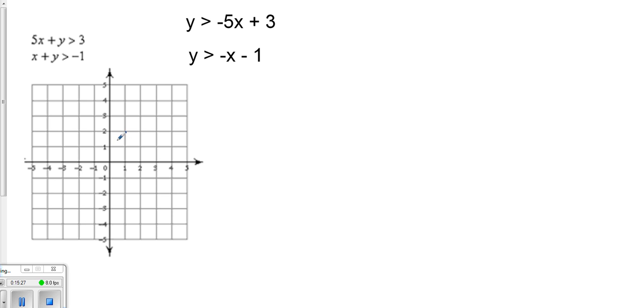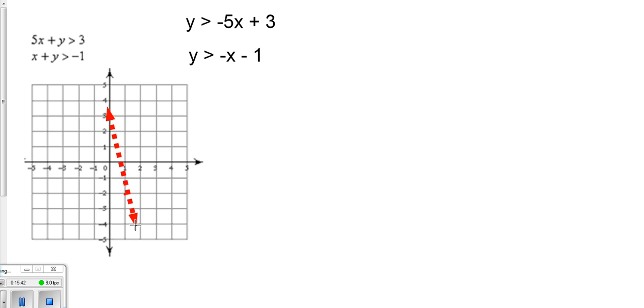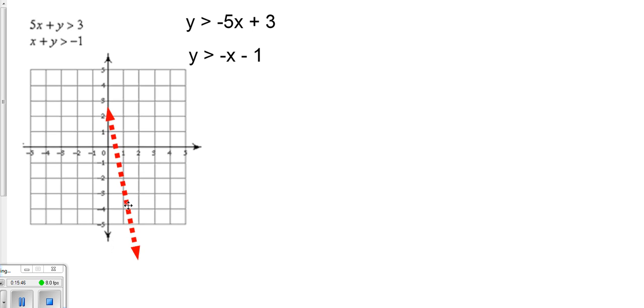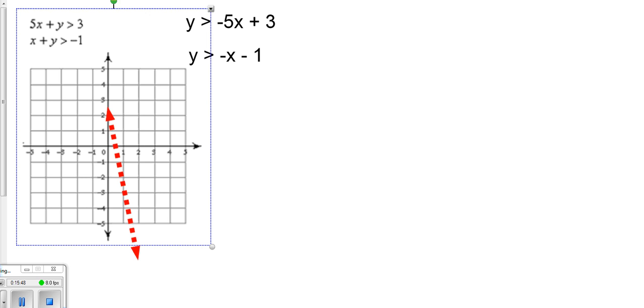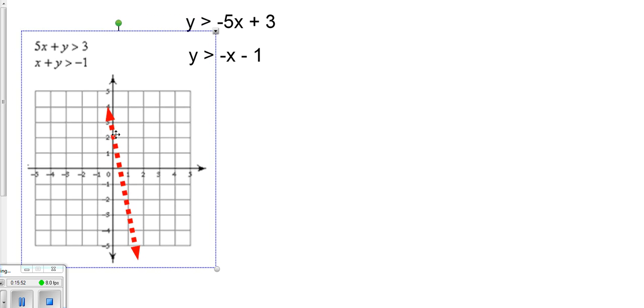The top one in red, start at 3, go down 5, 1, 2, 3, 4, 5, and over 1. Now because it is the greater than, but it is not the or equals to, we have to use the dashed line. It'll look something like that. And I'm actually just going to grab the, just want the line.